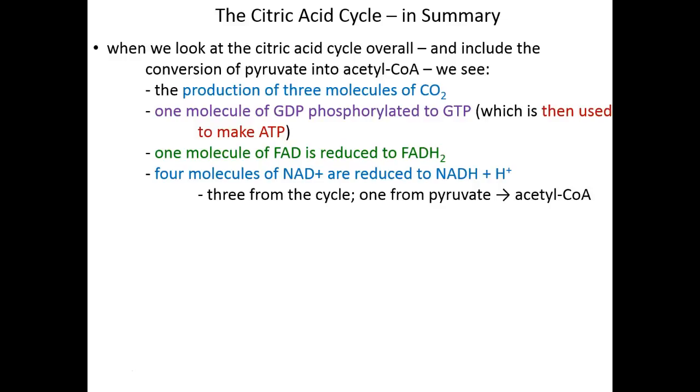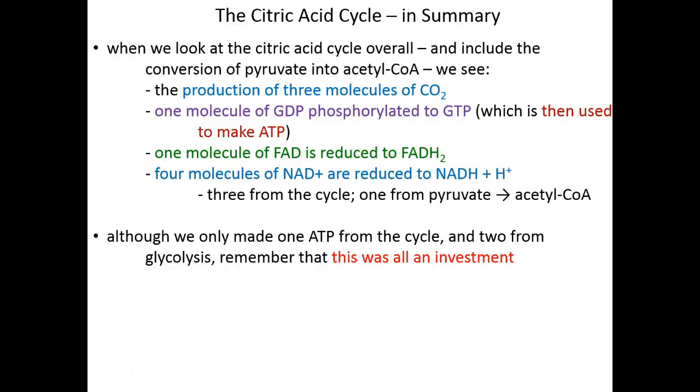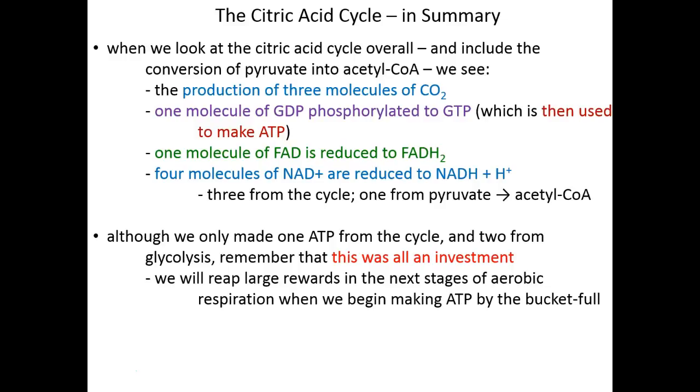6 of these electrons have come from the citric acid cycle itself, and 2 of those electrons have come from the actions of the PDC. Although we've only made 1 ATP from the citric acid cycle and 2 ATPs from glycolysis, we've gone through quite a bit of biochemistry, and all we have to show for it is 3 measly molecules of ATP from all of this. Remember, we are not done yet. Everything we've done has been done aerobically. This was all an investment. It's the electrons that we're after, it's the electrons that are carrying our energy, and we will reap large rewards for all of this time and effort as we continue to the end of aerobic respiration, where we will make ATP by the dozen.